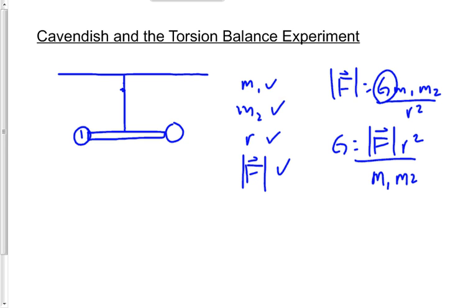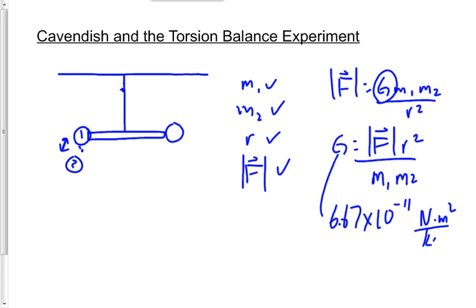He measures the value of M1, which you see right here, M2, which is represented by my fist. Okay, bring it nearby, M1. He measures both of those. He measures the distance that separates them, R. He measures the value of the force by looking at how much it twists, and then he simply calculates the value of G. What did he get? Go figure, 6.67 times 10 to the minus 11 Newton meter squared per kilogram squared. Good?